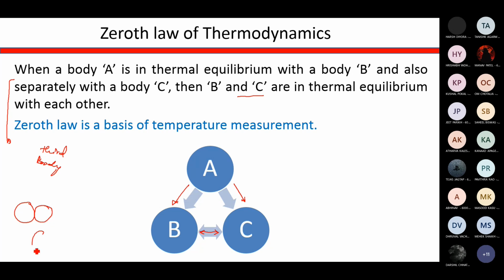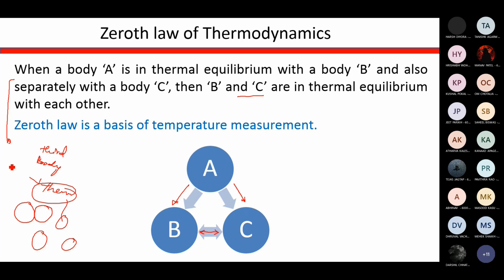So what you can do is you have two bodies like this and you introduce just one third body, which is a thermometer. So what your thermometer reads is the equilibrium temperature of these two bodies itself. So this is how the third body is replaced by the thermometer. That's why zeroth law is the basis for temperature measurement. Are you getting my point or not?